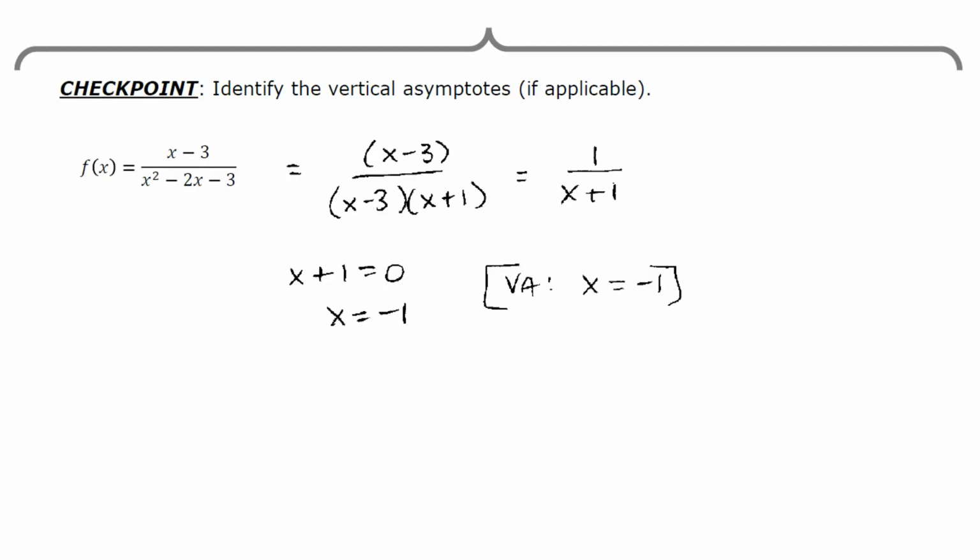All right, you should have gotten a vertical asymptote at x equals negative 1.